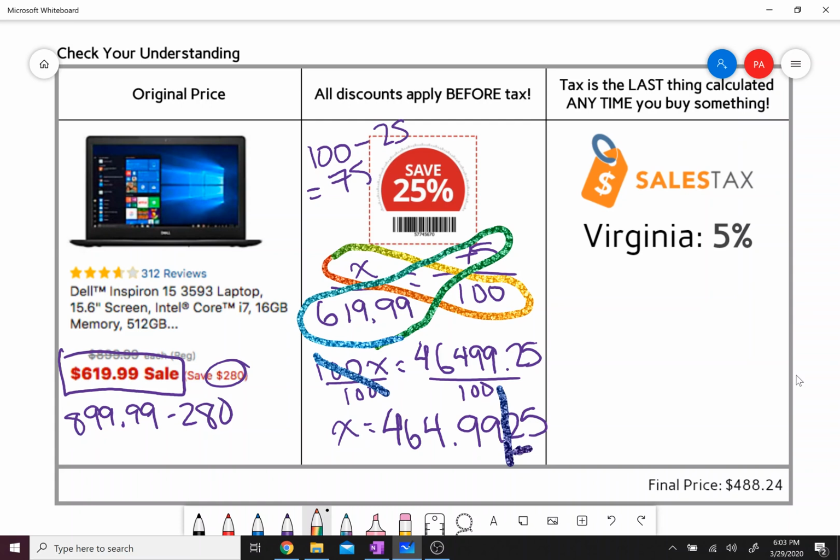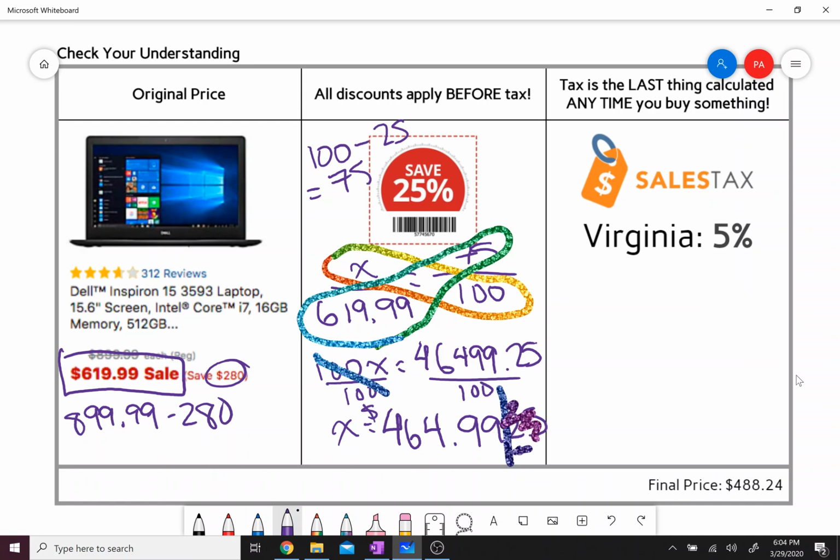And looking at the digit after that is a 2, means we're rounding down because it's less than 5. So this 9 in front of that is not going to change. So our final price after the 25% discount is just going to be $464.99.